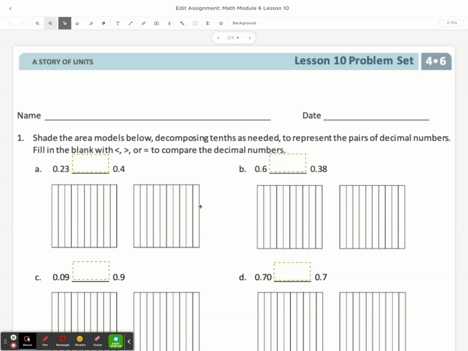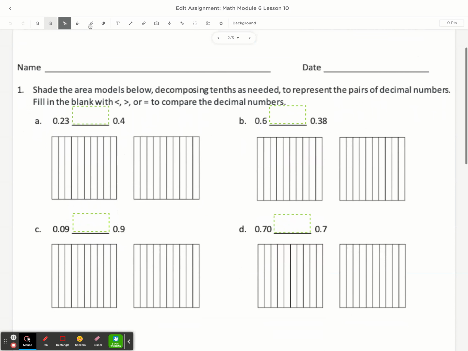We will go ahead and get started on slide 2. Number 1 is asking us to shade the area models below, decomposing tenths as needed to represent the pairs of decimal numbers. Fill in the blank with greater than, less than, or equal to compare the decimal numbers. So for part A, we have 0.23 versus 0.4.